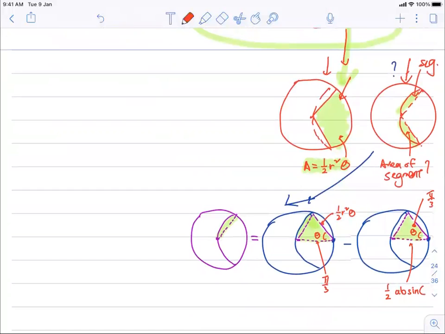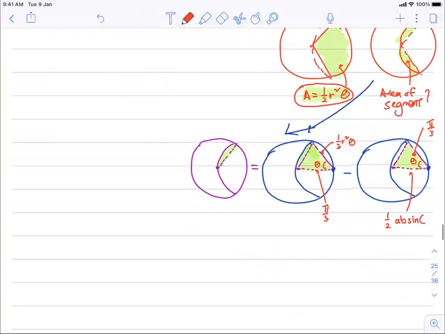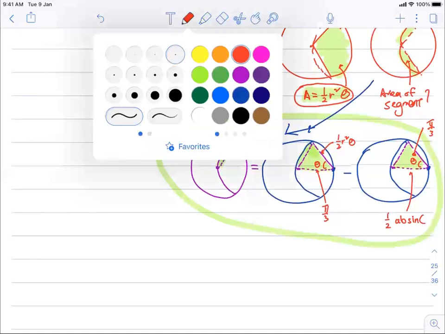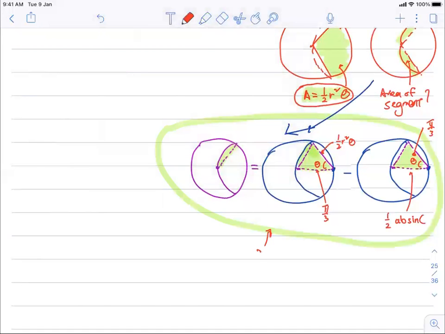Now we are already able to find the area of a slice of a circle using this formula. And how about the segment of the circle? We need another way to find it. So this is the way. This part we can use to find the segment area.